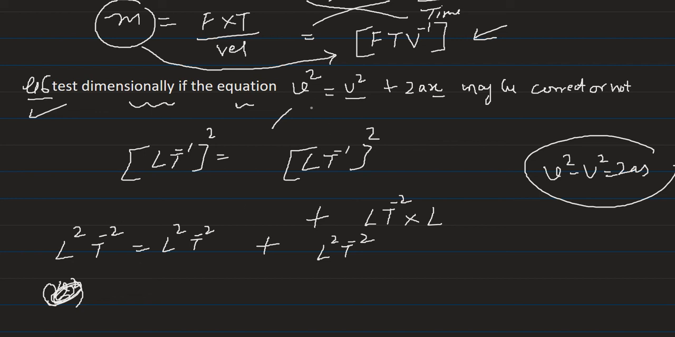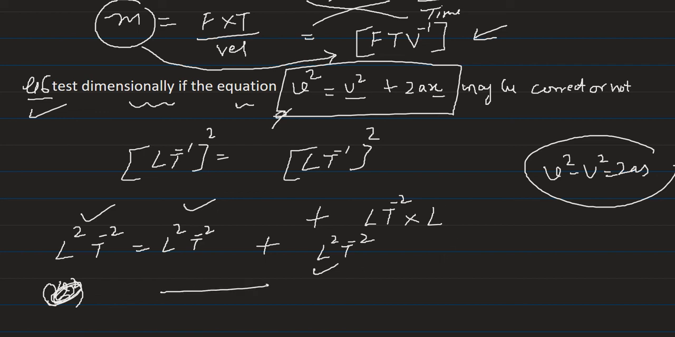So here the dimension formula of each term on either side of the equation is the same. So it means that this relation is a correct relation. So I just hope you understood these 3 problems.